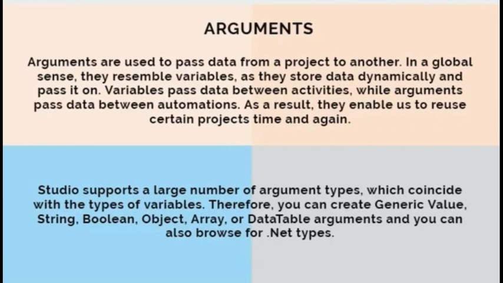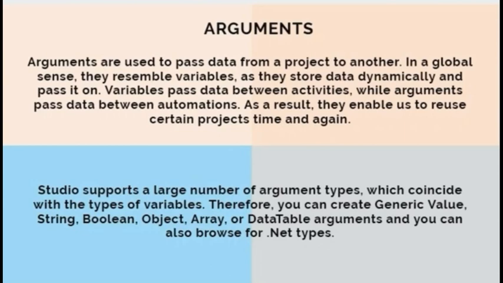Arguments are used to pass data from one project to another. In a global sense, they resemble variables as they store data dynamically and pass it on. Variables pass data between activities, while arguments pass data between automations. As a result, they enable us to reuse certain projects time and again.